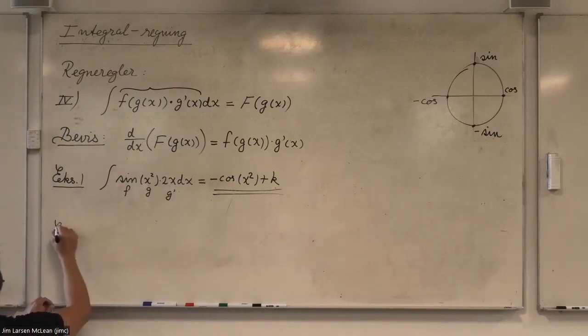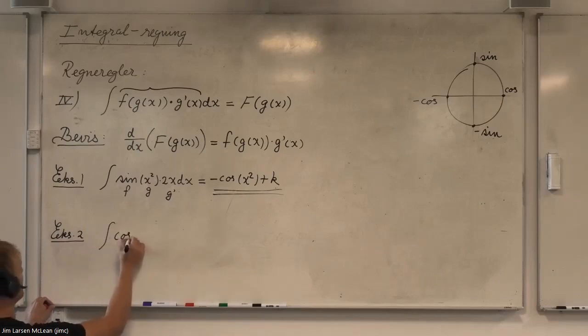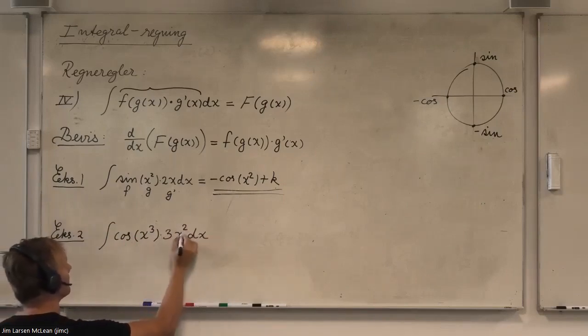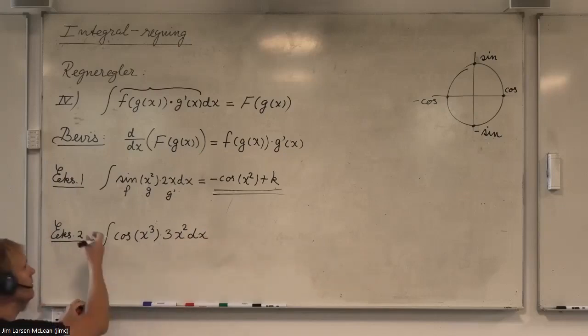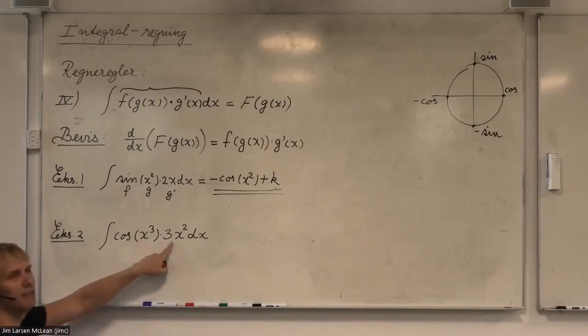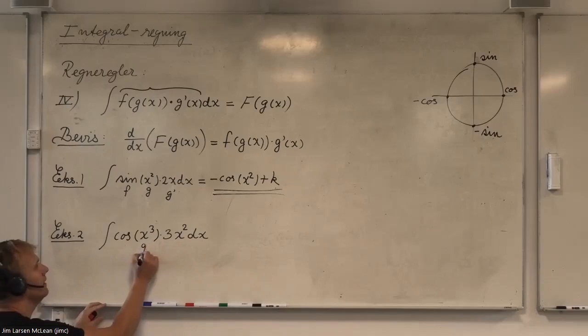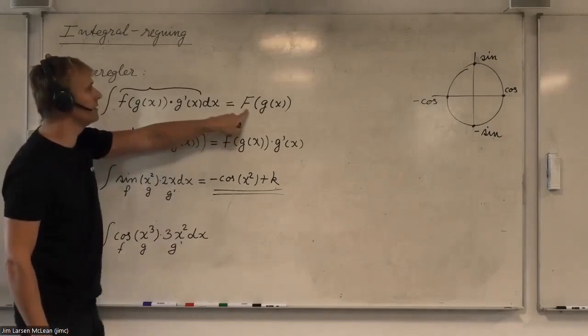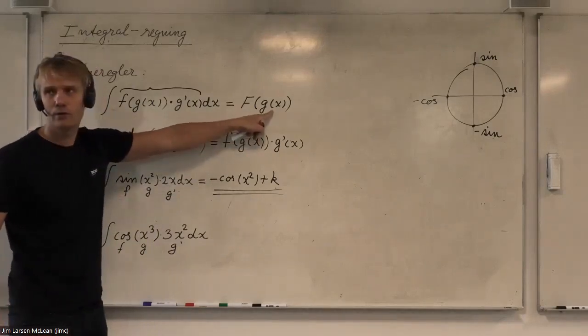Example 2. The integral of cosine of x cubed times 3x squared. So I'm scanning. Is there family? Yes. x cubed, if you differentiate it, you get 3x squared. So this must be g. That must be g prime. And this must be f. And what does the rule say I should do? Attach an antiderivative to f and let it apply to g without tilde. So let's do that.